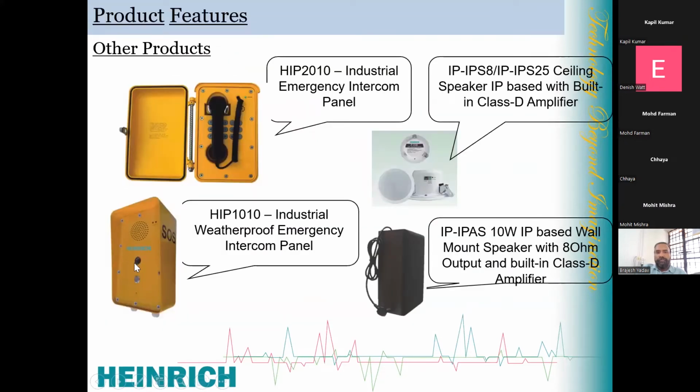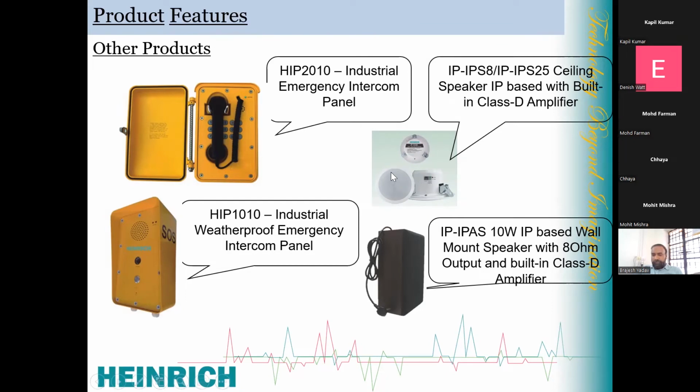Now, this is a single button intercom device where you can have communication only through the central command center. But if you want two-way intercom communication between two intercom devices, then you have to use these keypad intercom devices. You can dial the number of another intercom device and have a two-way communication system over there.